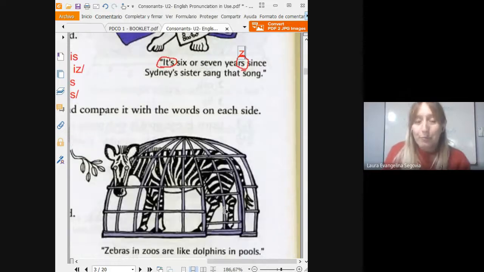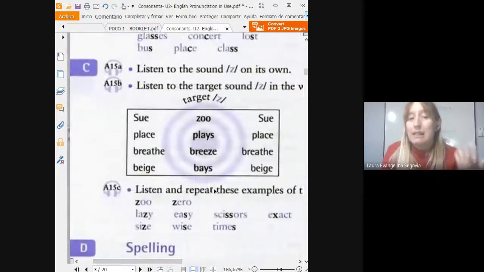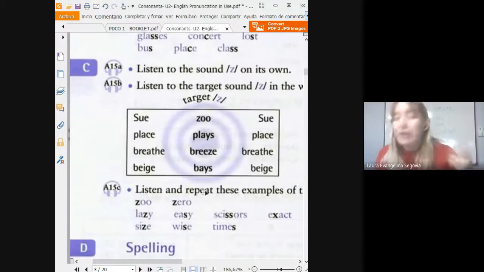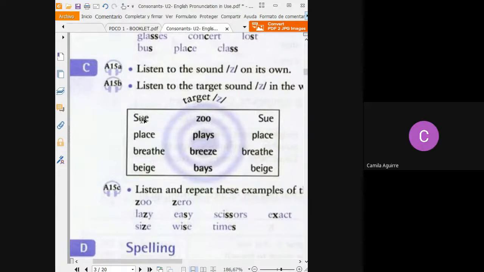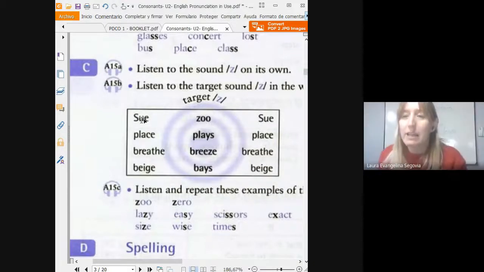Well, now we have the difference between the S and Z sound. You know, for example, that the name Sue is Sue, but Susana in English is Suzanne. So the first one is S and then Z. Suzanne. Do it, come on. Suzanne. That's it. Good.